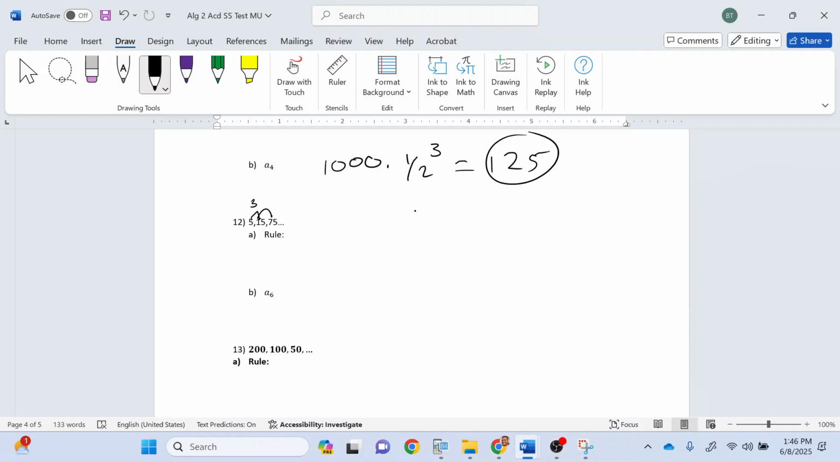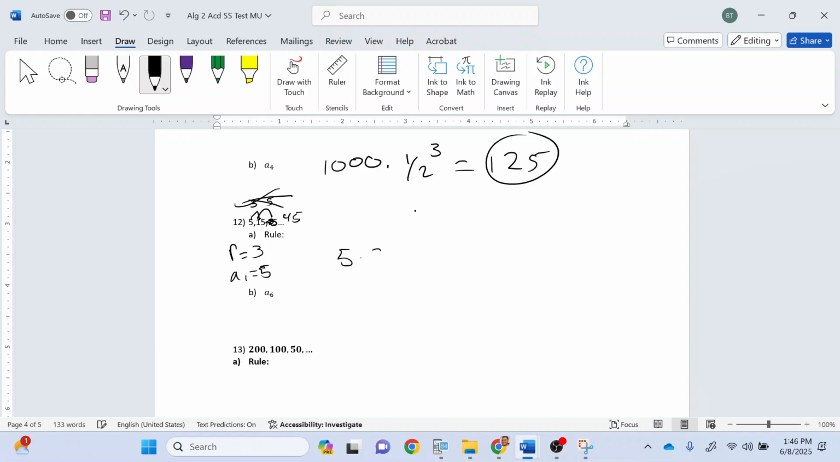That's 3. 15 times what gives you 75? That's 5. I clearly made a mistake here. Pretend this is 45, so it works. So it's going to be where I'm multiplying each time by 3, and my starting point is going to be where I start, which A1 is going to be 5.